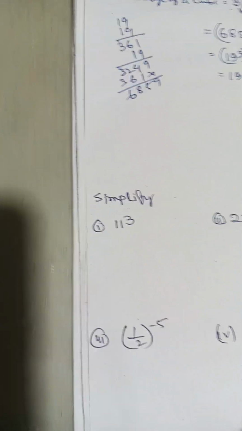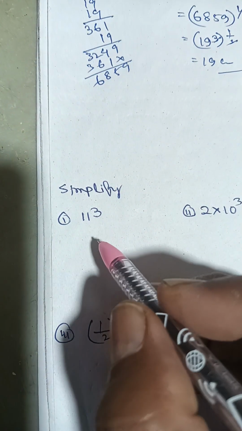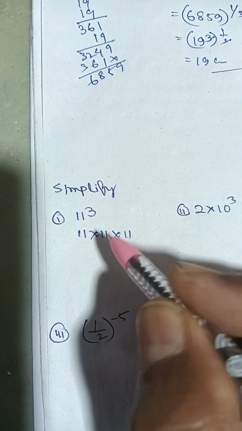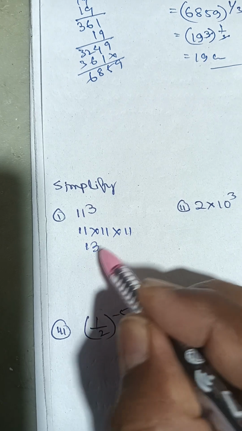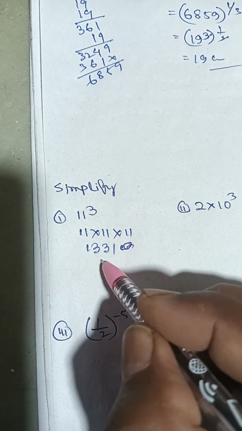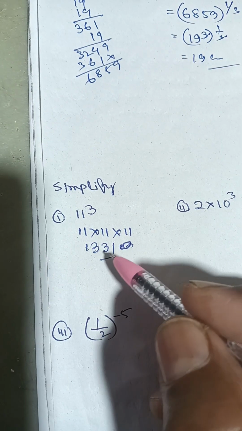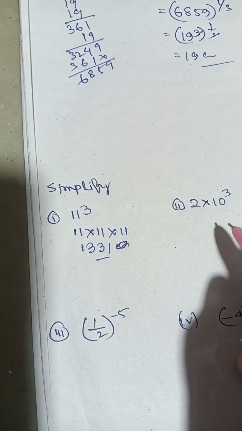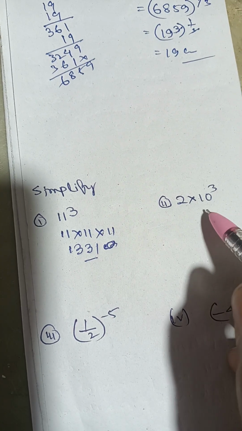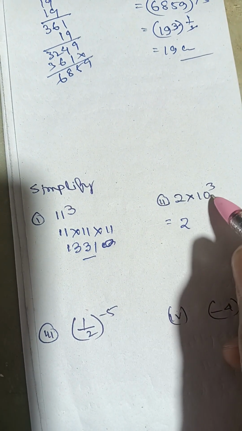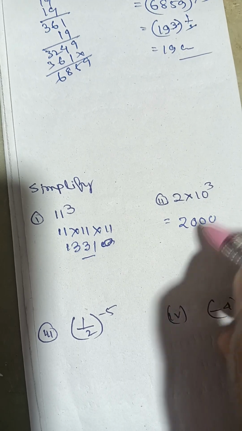Next question, simplification. Simplify means 11 cube. These are very easy. 11 into 11 into 11. You multiply yourself and you should keep it in mind. You learn this: 11 cube is 1331, 12 cube is 1728, like this. Then you see 2 into 10 to the power 3. You see, very easy. You write the number. Then how many zeros? 3 zeros are there. You write 3 zeros. Answer complete.